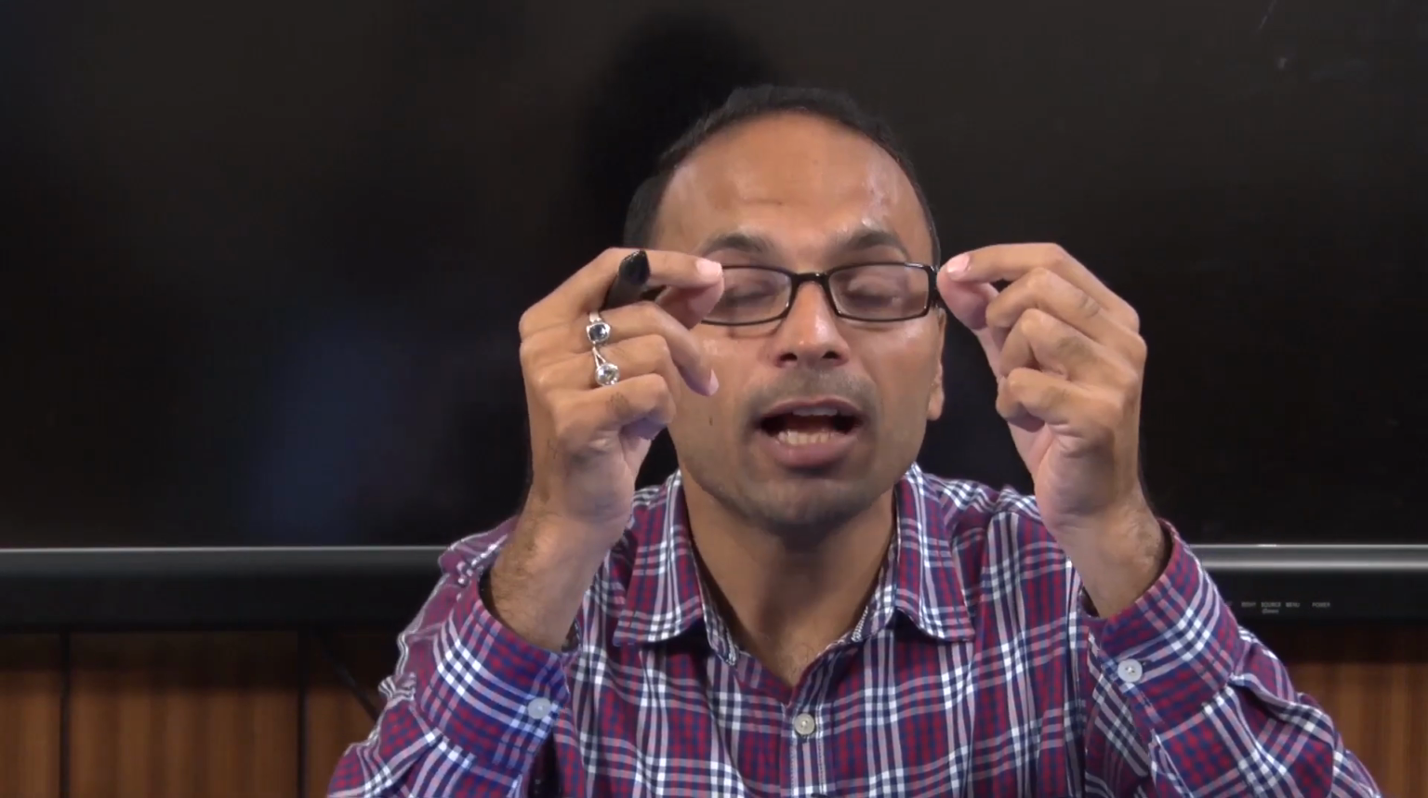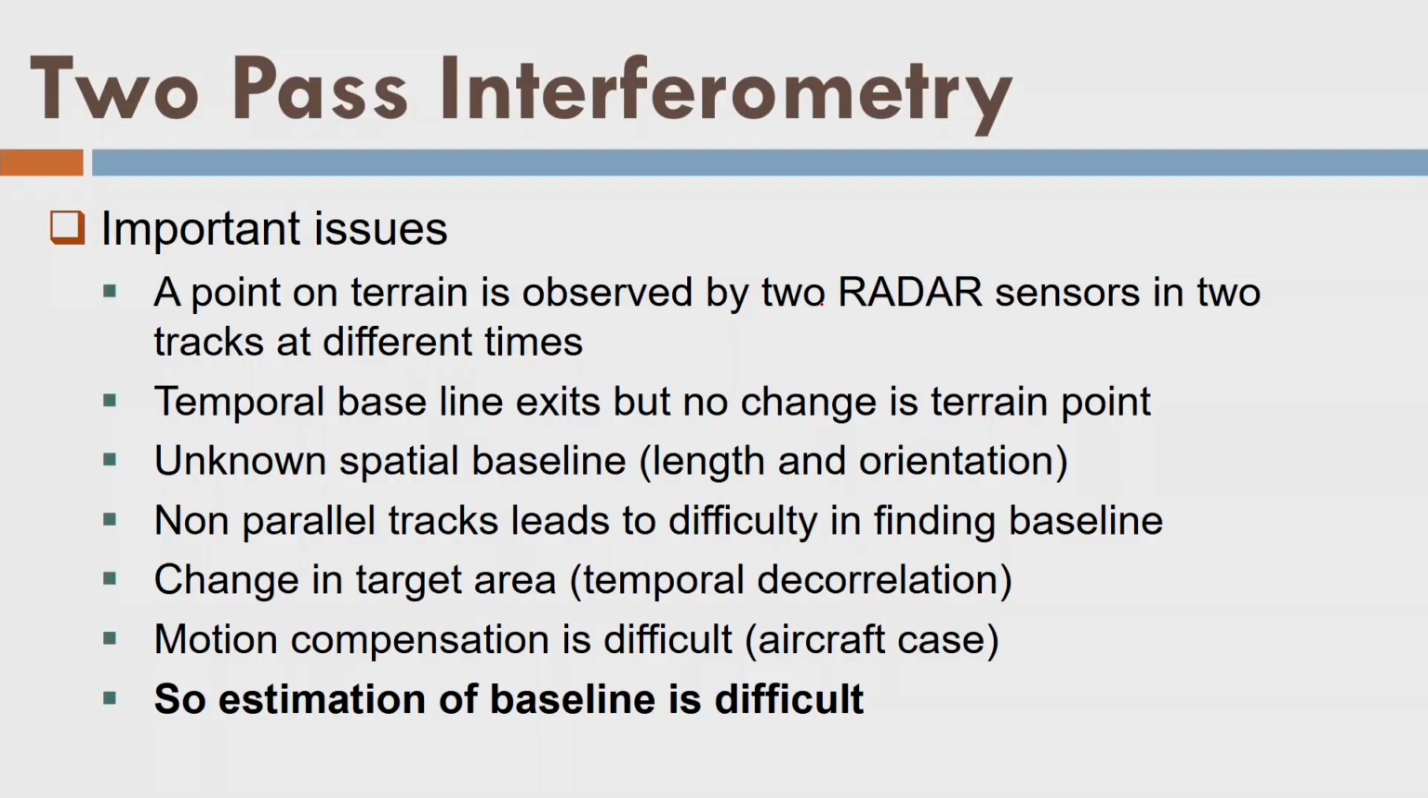We have discussed single pass interferometry in detail. Now let us consider two pass interferometry. What are the important issues here? There is a radar sensor which is moving on a certain orbit or track, and there is another radar sensor which is moving like this. So they are observing a point on the terrain of Earth at different times automatically. Since they are moving on different tracks, a spatial baseline exists as well as a temporal baseline. So that is the important issue we have highlighted.